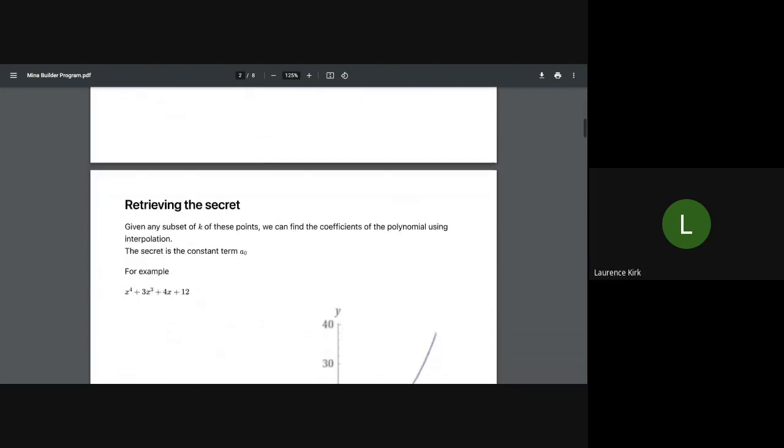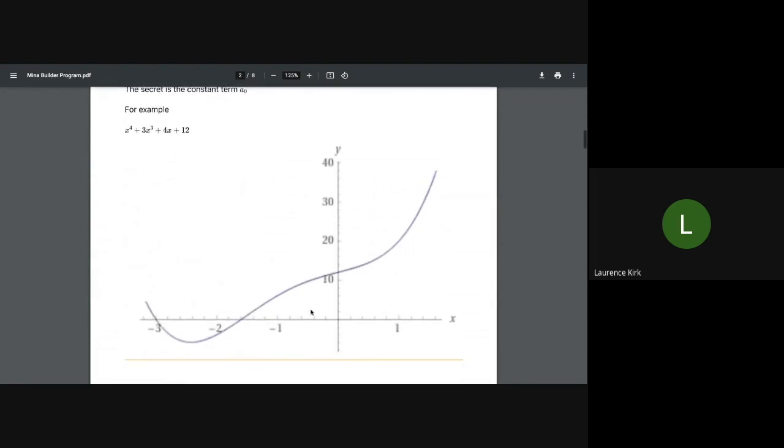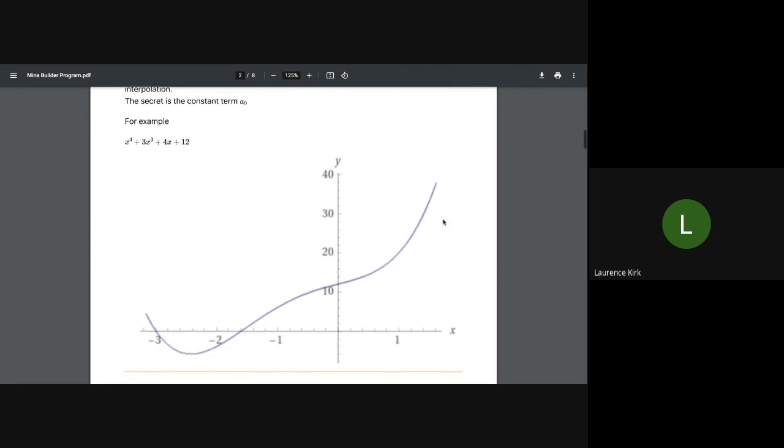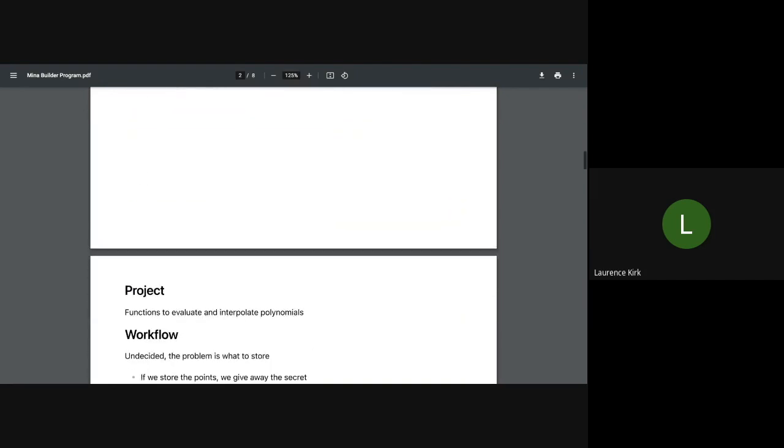The reason is that you end up with a polynomial looking like this, and the secret term is where it crosses the y-axis. So this would be 12 here, and if you have some points from this line, then you can combine those to recreate this polynomial and then work out where it crosses the axis. So that's what I was aiming to do.